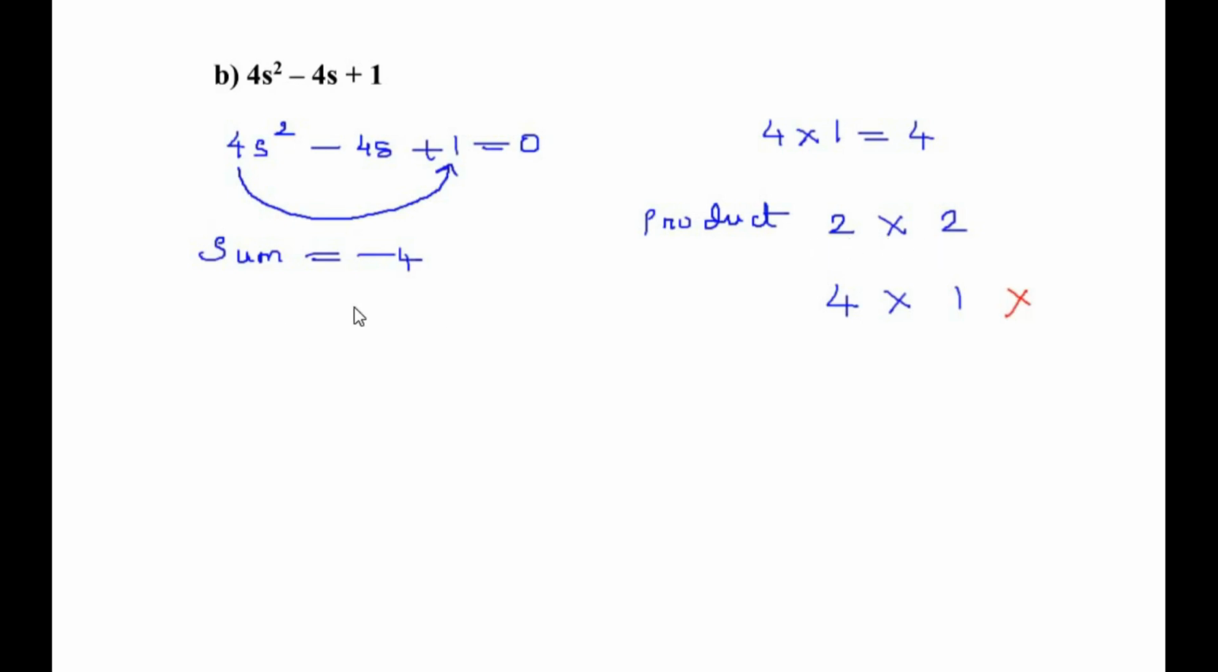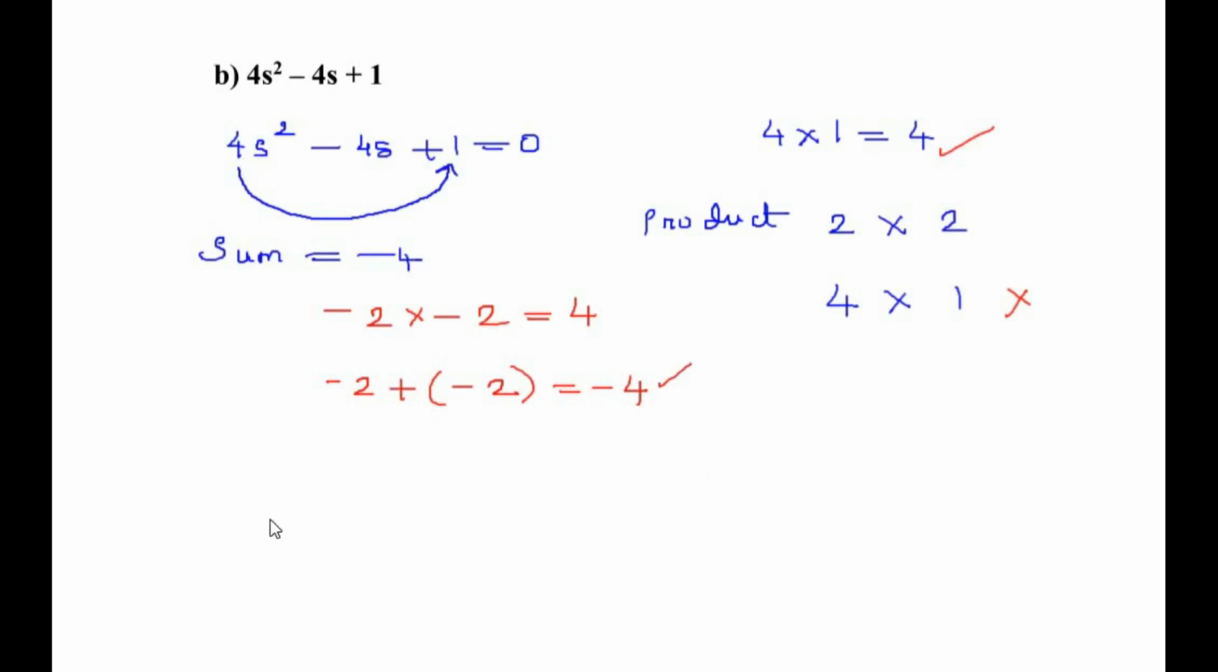Now 2 and 2 we can take as -2 times -2. You can see that we get the answer as +4, which verifies the product, and -2 plus -2 gives us a value of -4. So the sum is -4 and the product is +4. So we are going with the second option.